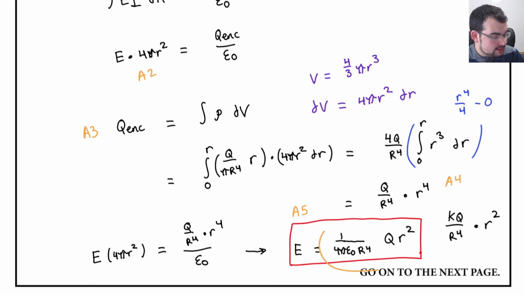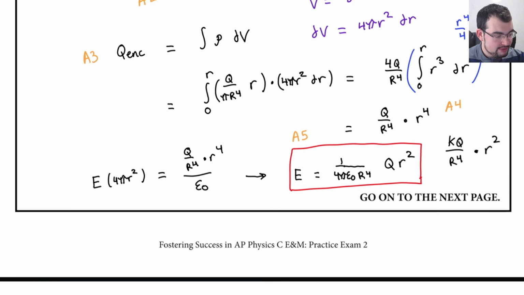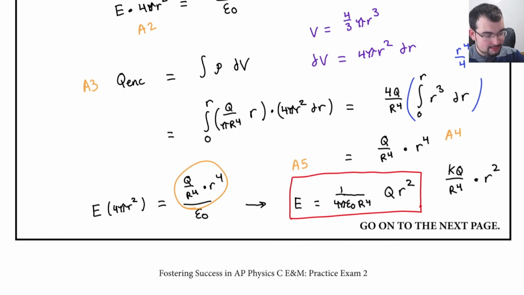So I think I picked to not double ding you. I don't think you had to have the correct answer to get A5, because it's kind of unfair if you mess up your enclosed charge. We still want to make you use Gauss's law.